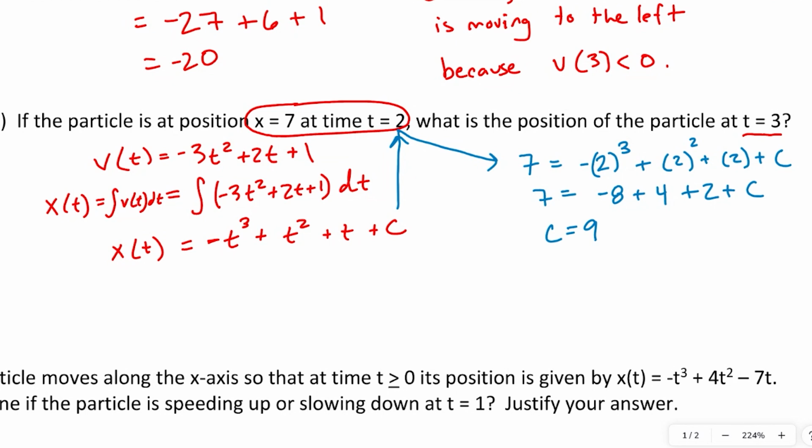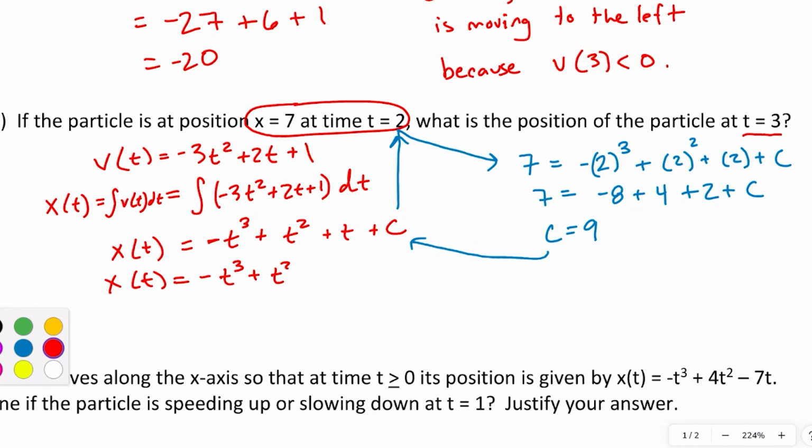And now we could take that and substitute that back in here. So x of t, or my position at time t, is negative t cubed plus t squared plus t plus 9. And now I can find the position at any time. Okay, just take whatever time you're interested in and substitute that into t. You can compute your position.